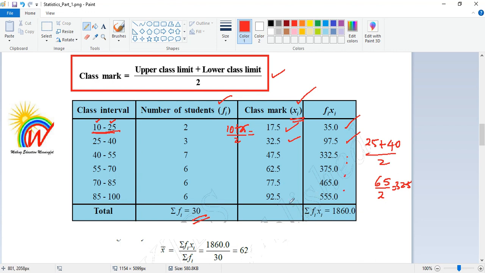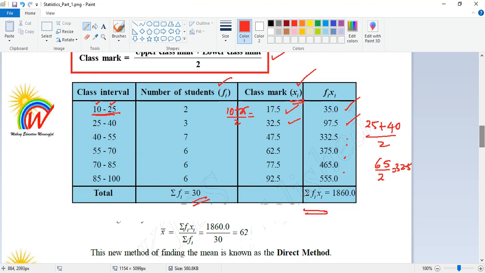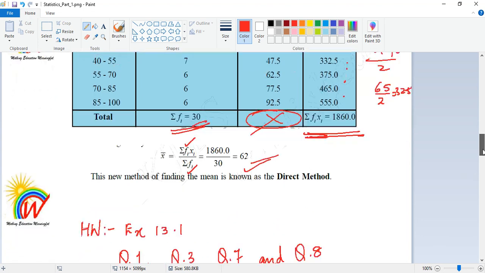You can do the calculation and get the values. Then you have to add summation fi xi, because in our formula we only need summation fi xi and summation fi. We just find the sum of this column and sum of this column, and then we divide it as usual. 1860 divided by 30 is 62. That's how you get this. So this method is called the direct method.